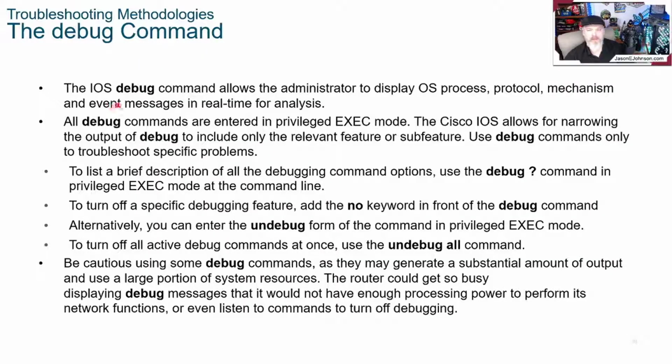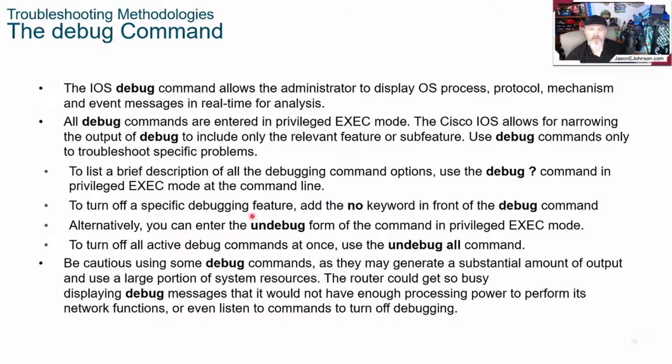The debug command. The iOS debug command allows the administrator to display iOS processes, protocol, mechanism, and event messages in real-time analysis. All debug commands are entered in privileged exec mode. The Cisco iOS allows for narrowing of the output of the debug to include only the relevant feature or subfeature. You can use debug commands only to troubleshoot specific problems. To list a brief description of all the debugging commands, you can use debug space question mark in privileged exec mode at the command line, and you should test that out and practice that.